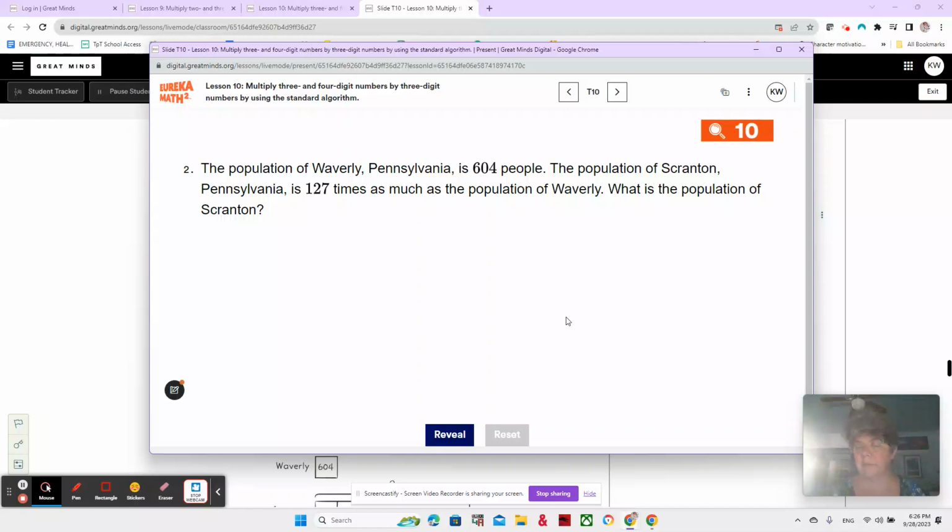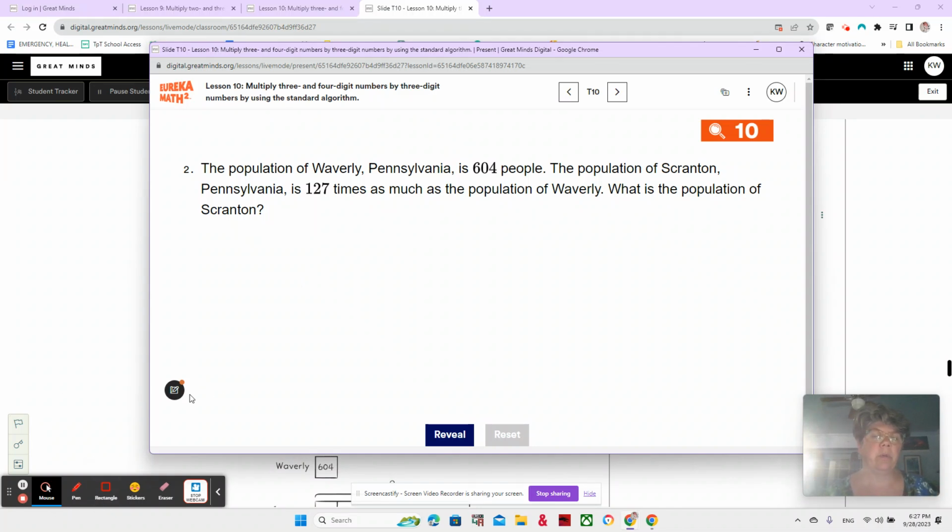Guys, this is video 2 for lesson 10, and you can see we have number 2. This is from page 87 in your book, so please follow along. The population of Waverly, Pennsylvania is 604 people. The population of Scranton, Pennsylvania is 127 times as much as the population of Waverly. Well, what is the population of Scranton?